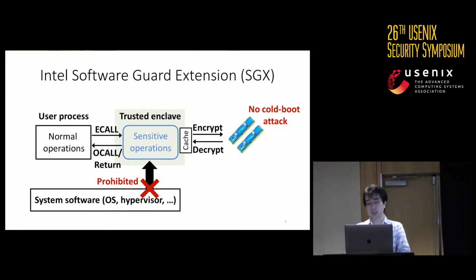Intel SGX is a technology proposed to overcome such security problems. It allows a user process to have an isolated execution environment called an enclave, which even system software cannot access. Further, it automatically encrypts and decrypts data whenever that data is stored in or read from DRAM to prevent a cold boot attack. So far, no one has detected an explicit attack against Intel SGX. But what about sidechannel attacks?